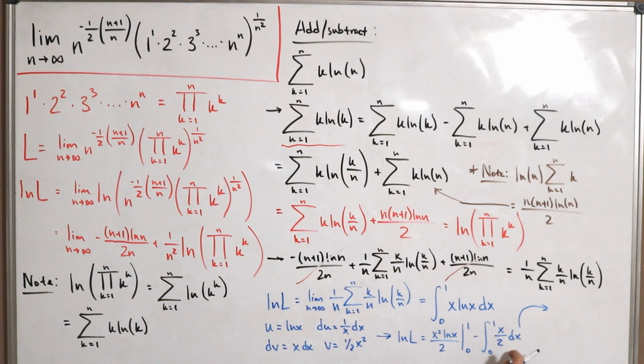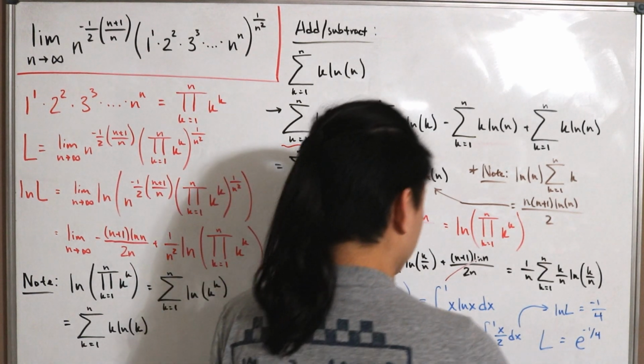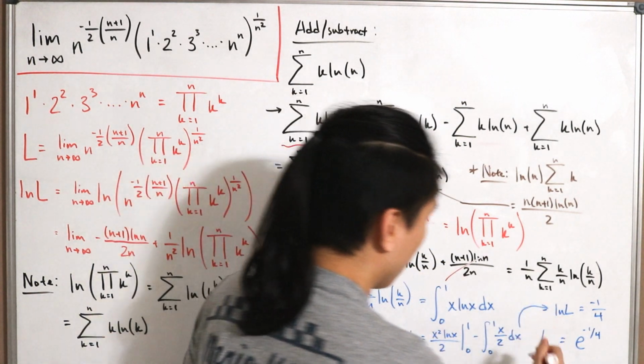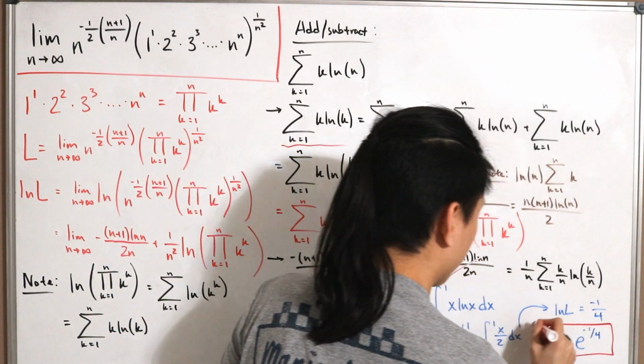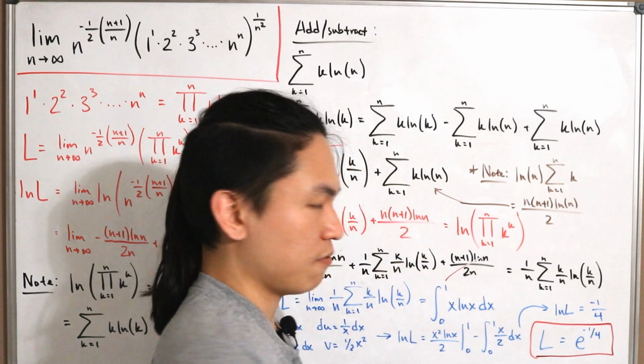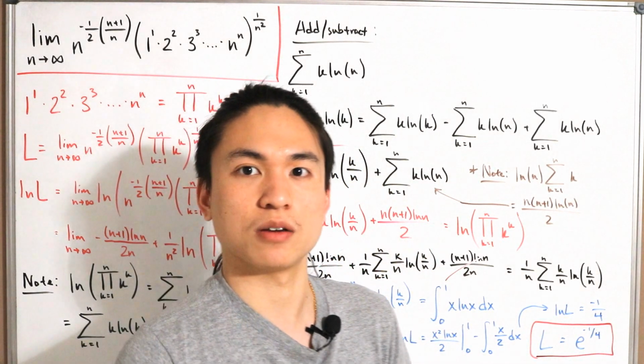And so if we just take the definite integral of x over 2, that's obviously going to be 1 over 4 x squared. Plug in 1 over 4, minus 0. So therefore, ln of L is going to equal negative 1 over 4, because we have a minus over here. And so just take e to both sides, and we have our final answer that L is going to equal e to the power negative 1 over 4, which is exactly what we wanted to calculate this entire time. And just like that, we are done with our computation process. We have figured out what the result is going to equal. Very nice indeed, and that's pretty cool if you ask me.